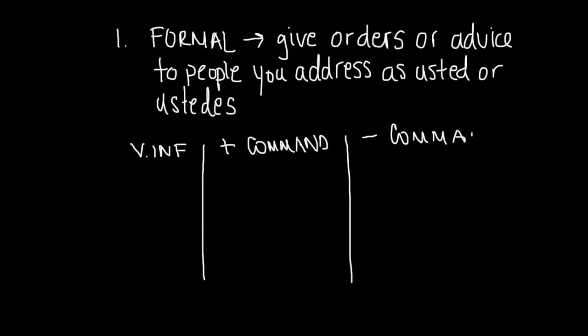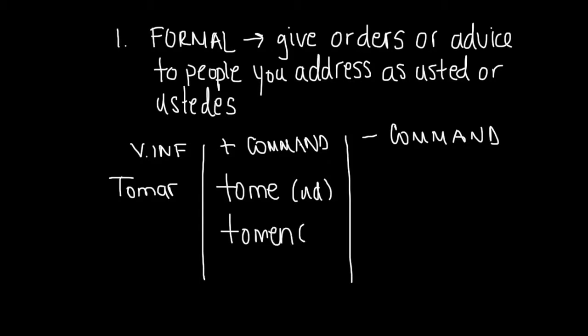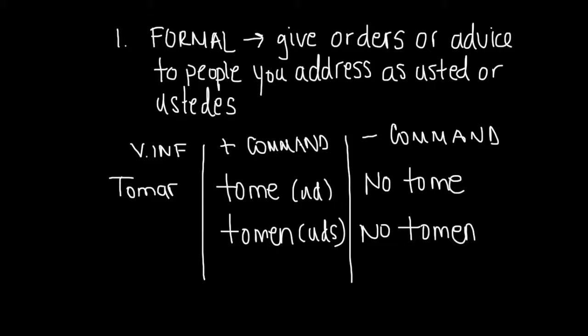So let's begin with the verbs that end in AR. For example, tomar. In the form of usted would be tome. And the ustedes form would be tomen. The negative command, then, would be no tome. In the ustedes form, no tomen. So notice that in the present subjunctive, AR verbs end in E.